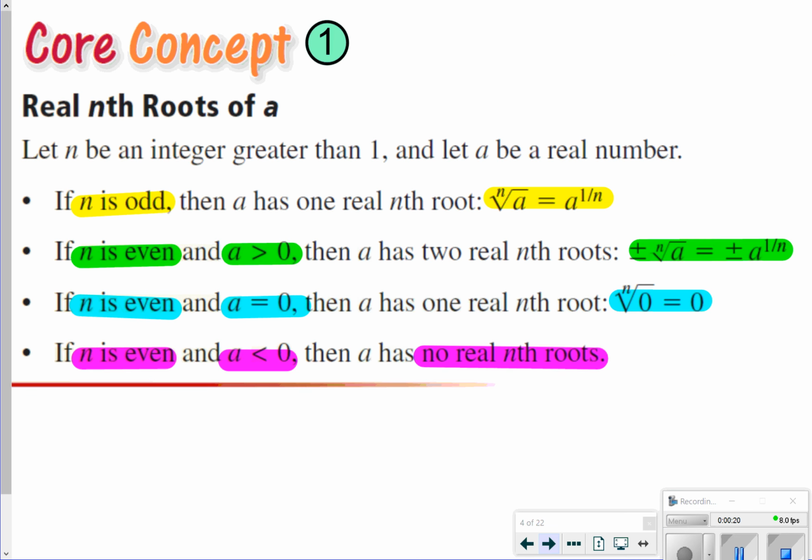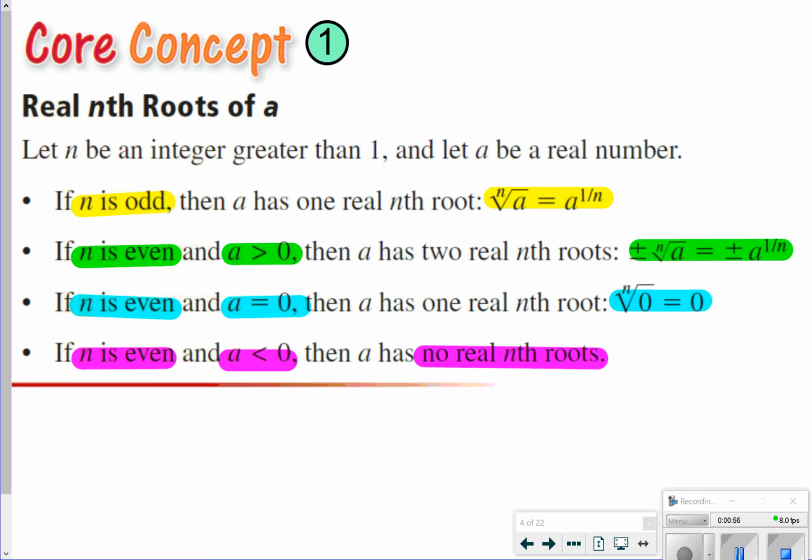First thing we're going to do, there's a lot of information here, and I color-coded it for you so that you would know what goes with what, but it's all very important that you write down exactly how it is. So it says real nth roots of a. Let n be an integer greater than 1 and let a be a real number. So if n is odd, then a has one real nth root. So that would look like the nth root of a is equal to a to the 1 over n.